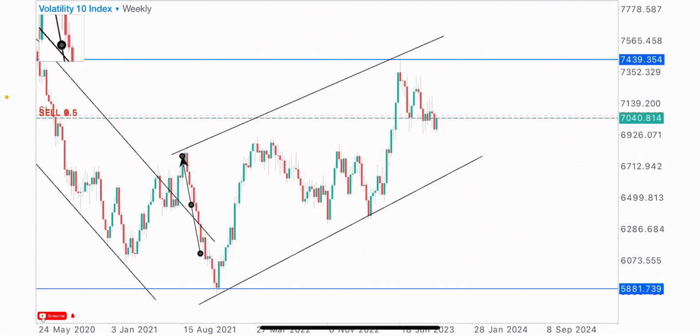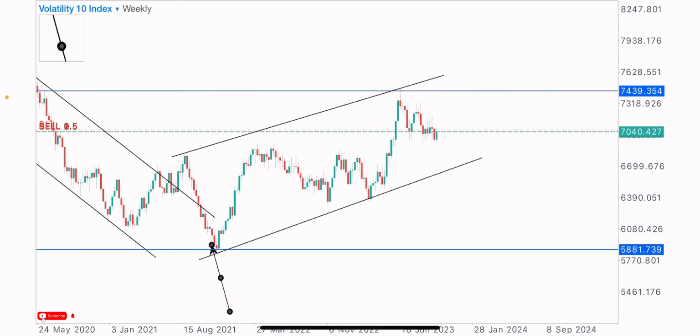And we can see that on the test of this trend resistance, price sold to the downside. Price also sold to the downside on the test of this trend resistance. The same thing at the trend support here. Price bought on the test of the trend support, still bought from this trend support.